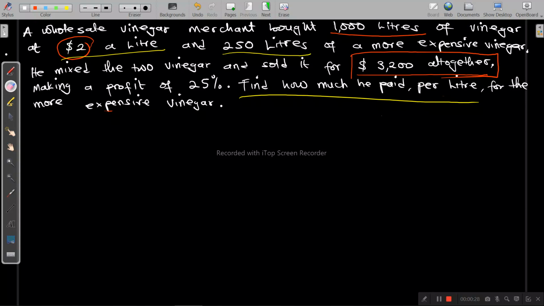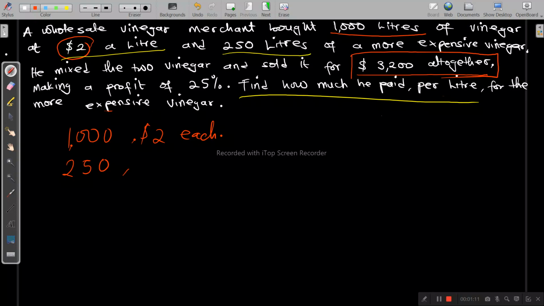A wholesale vinegar merchant bought 1,000 liters of vinegar at $2 a liter. So what this first statement means is that the 1,000 liters the merchant bought, he bought at $2 each. And 250 liters of a more expensive vinegar. So he bought an additional 250 liters of vinegar at a more expensive price.